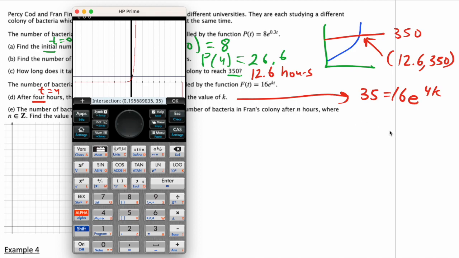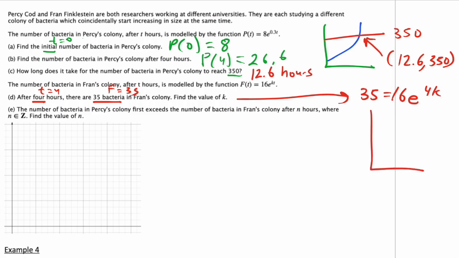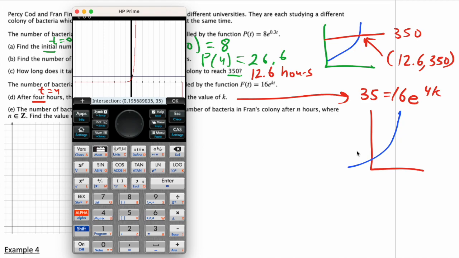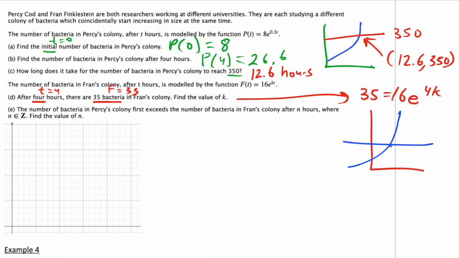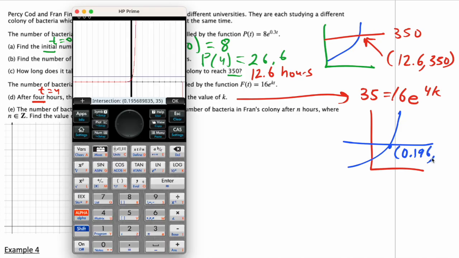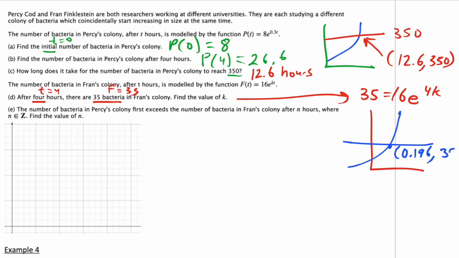0.196. So we got 0.196 comma 35, of course. So this means k equals 0.196.